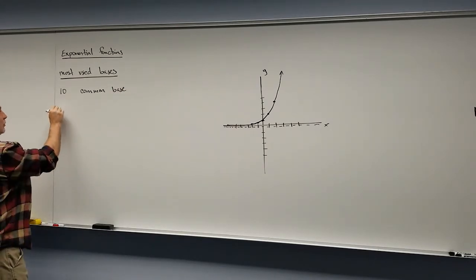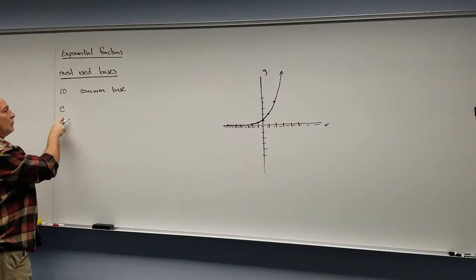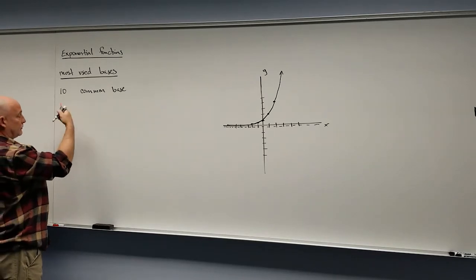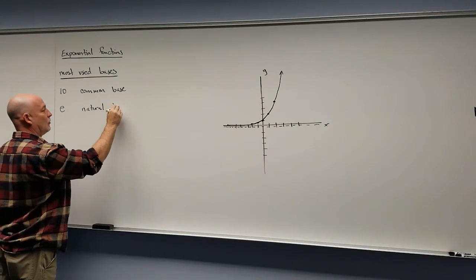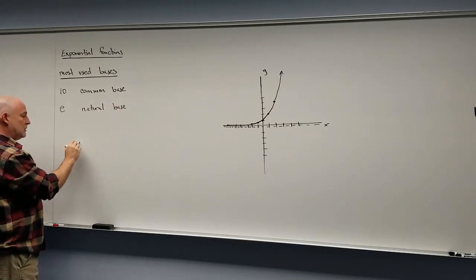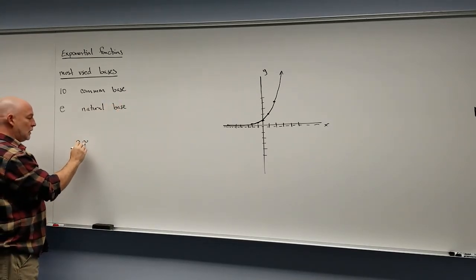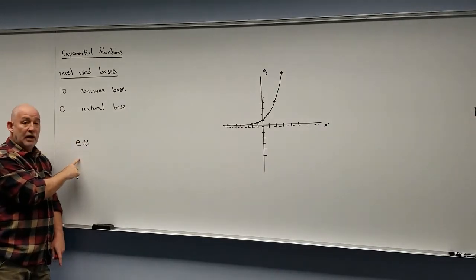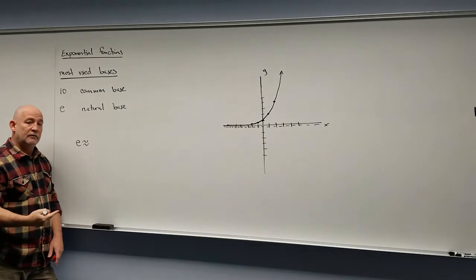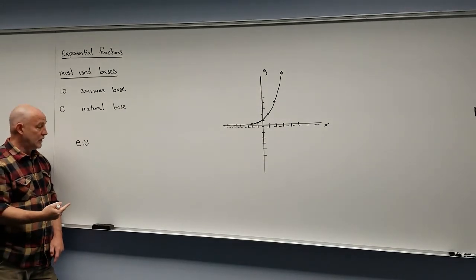The next one's a little bit weird. It's the number e. Now I'll put a letter here because, well, I can't write it down. This is called the natural base. Now this e here is a number. Now I got to use a symbol for this because this number is an irrational number, kind of like pi. It goes on forever, never terminates, and never repeats.